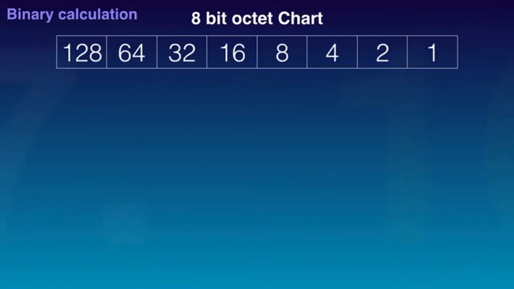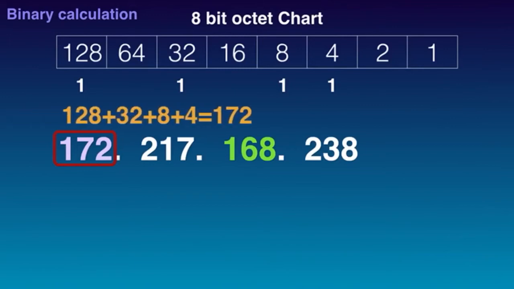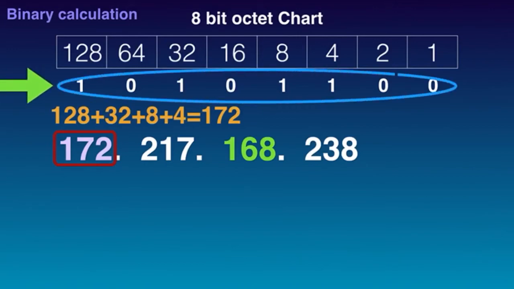So for example, the first octet in this IP address is 172. So how do we get a binary number out of 172? First, you need to look at the chart and put ones under the numbers that would add up to the total of 172. Let's put 1 under 128, 32, 8 and 4. If we add them, we will get our number 172. All of the other bits would be 0. So this number is the binary version of 172.